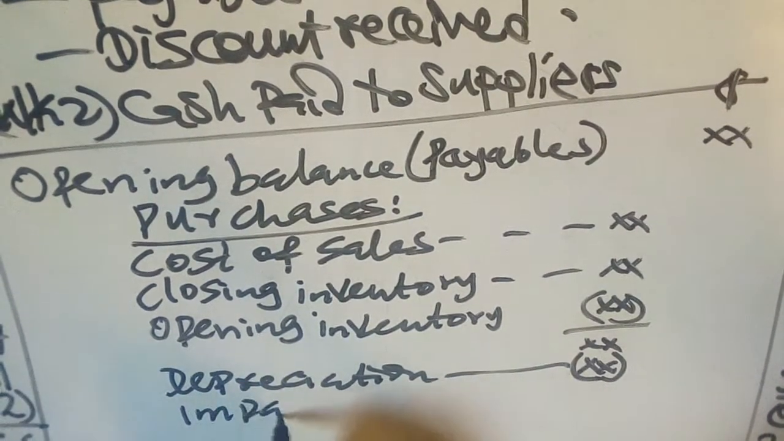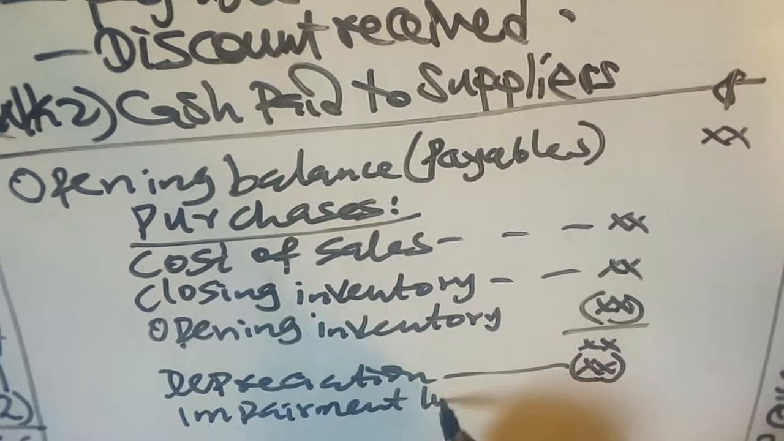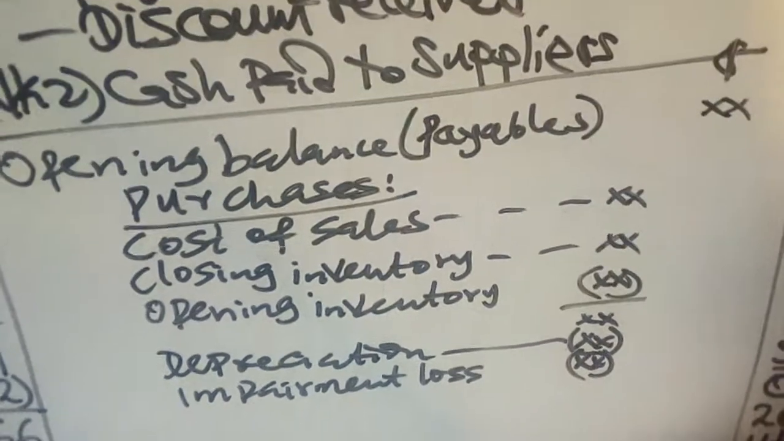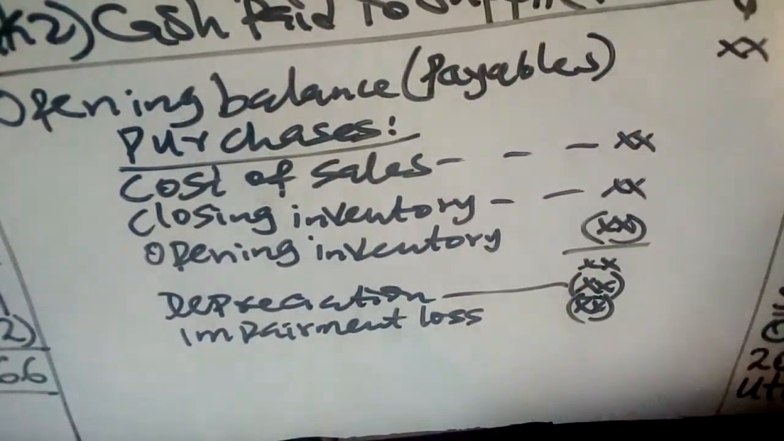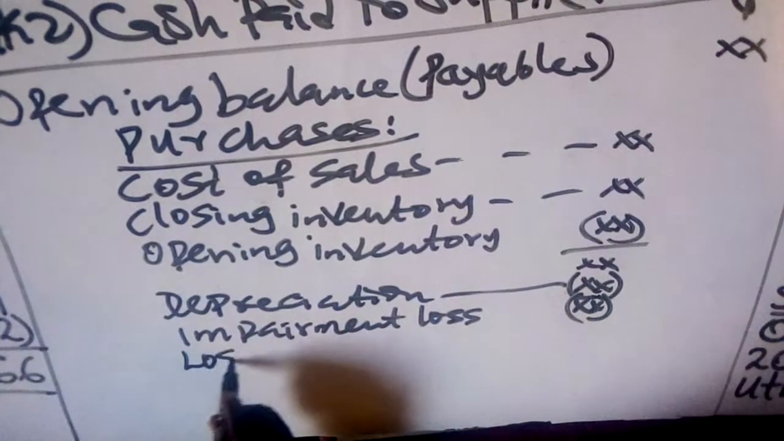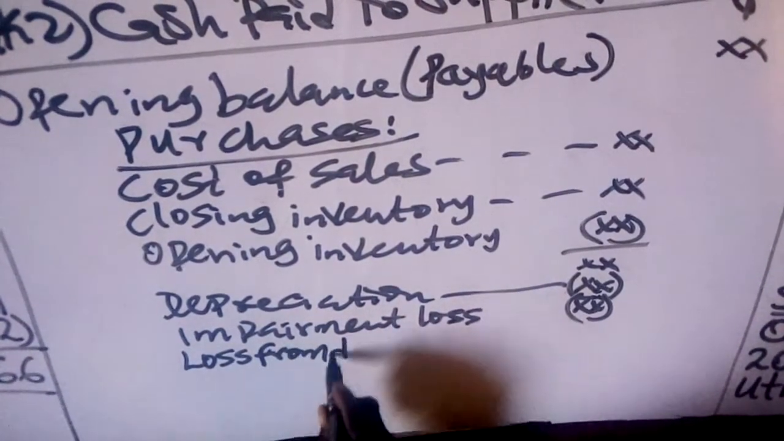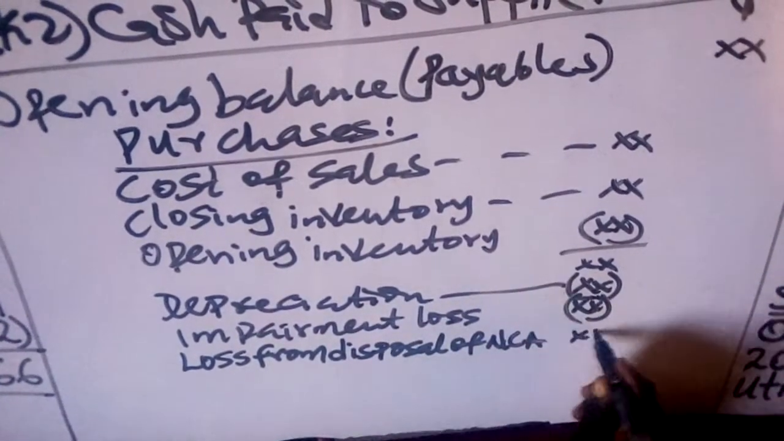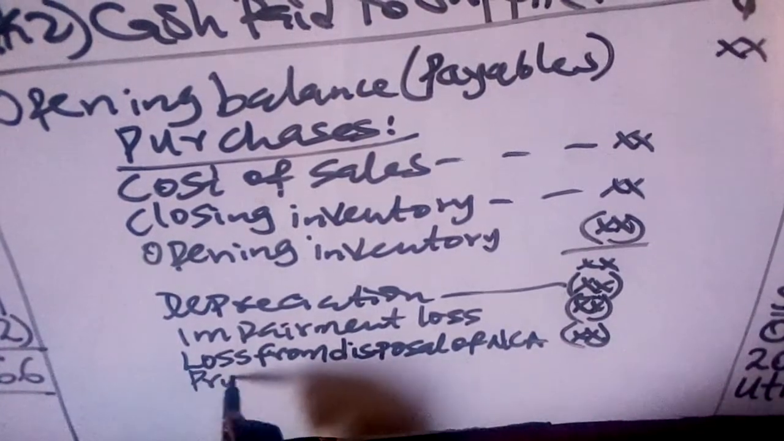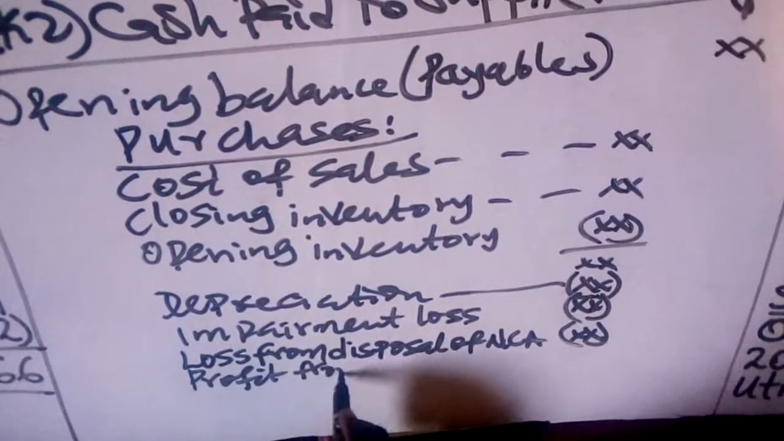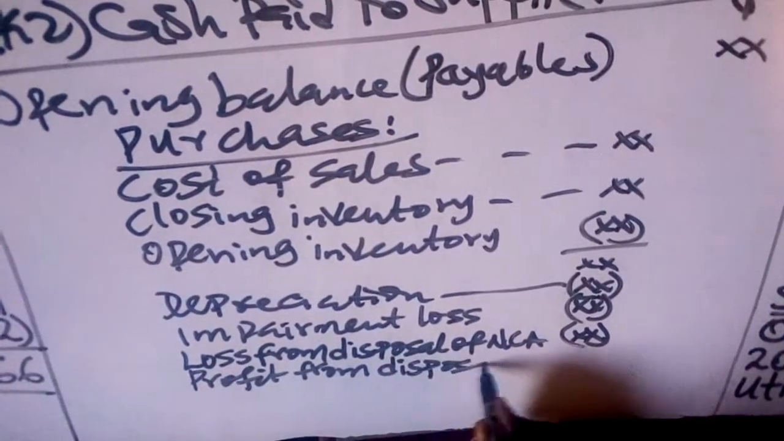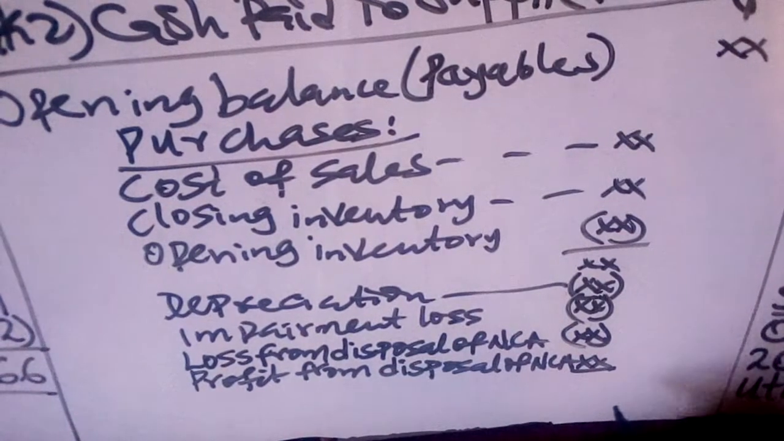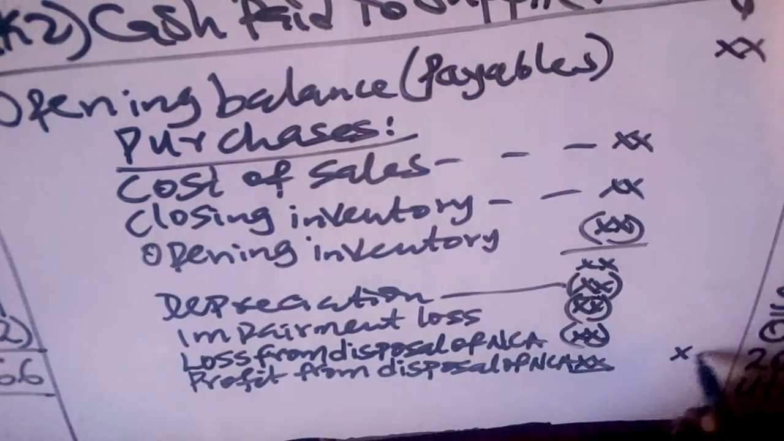Then impairment loss, you remove it. Then loss from disposal of non-current assets, you remove it. And if it is profit from disposal of non-current asset, you add it. This is what will give you the purchases.